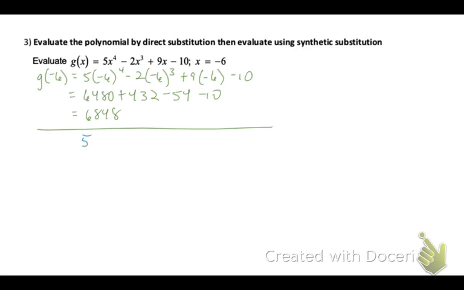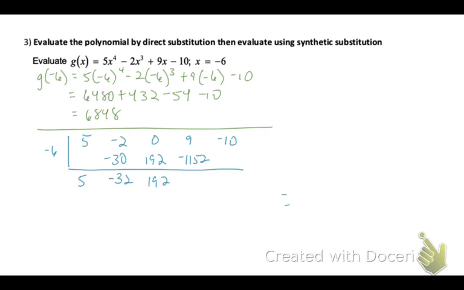Now let's do the same thing with synthetic substitution. Notice we're missing an x squared term, so we need to put a 0 in, and then we put our negative 6 out to the side. So we bring down our leading coefficient, we multiply and then add, multiply and add, multiply and add diagonally, and then multiply and finally add diagonally, and see that we get the same results. So g of negative 6 equals 6,848.